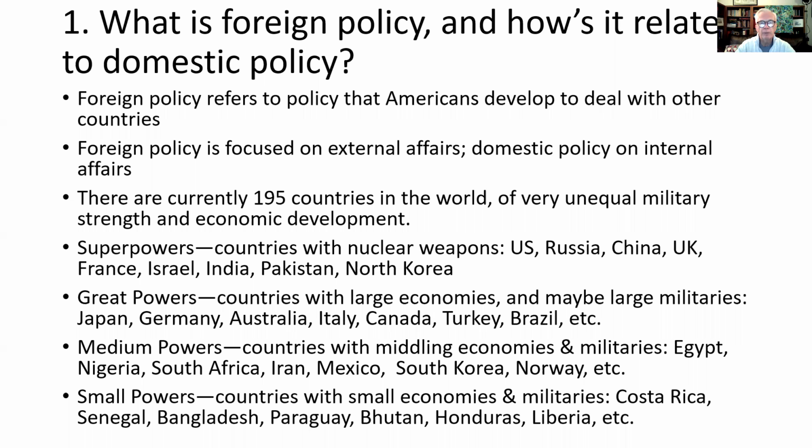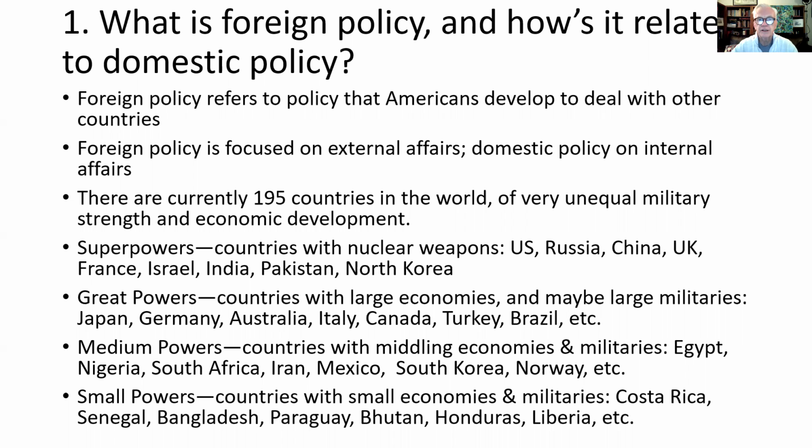Countries like Egypt or Nigeria, South Africa, Iran, Mexico, South Korea, Norway, Austria could be in that group. And then there are these small powers. These are countries that are fairly small in terms of population, don't have large militaries, sometimes have virtually no military, don't have much influence in international affairs. They're countries that are still vital to the system. Costa Rica, Senegal, Bangladesh, Paraguay, Bhutan, Honduras, Liberia, et cetera. These are countries that fall into those categories.